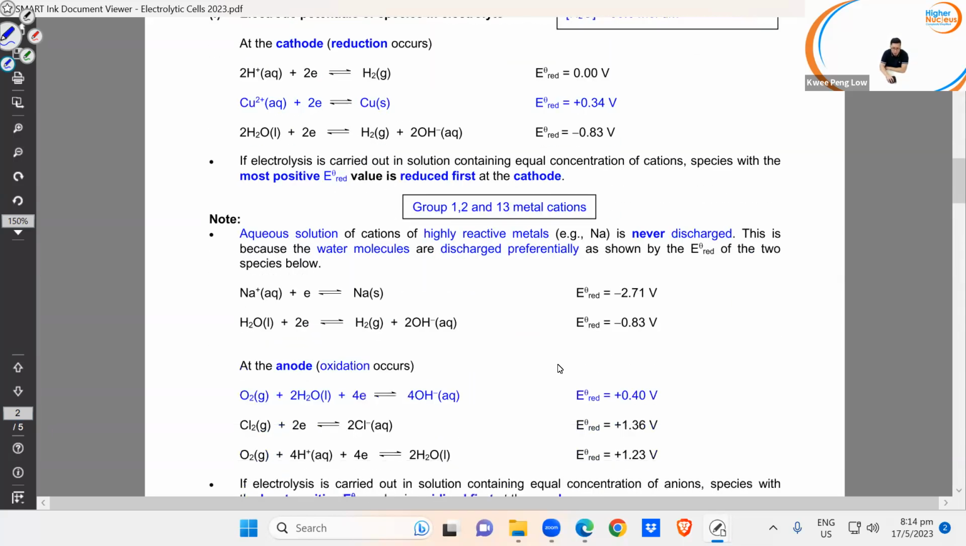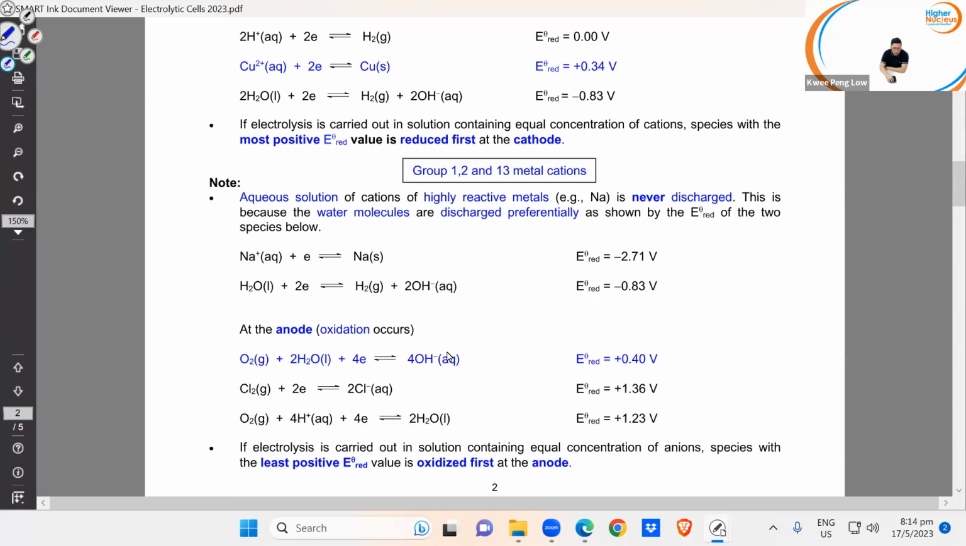Now, at the anode, I have hydroxide. Let's say I have some chloride and I have some water from an aqueous solution. You can only choose one to get oxidized because the anode is where oxidation occurs. This time round at the anode, I choose the least positive E naught reduction value to get oxidized first. So among the three of them, hydroxide has the least positive E naught reduction potential. So hydroxide is oxidized preferentially over the other two.